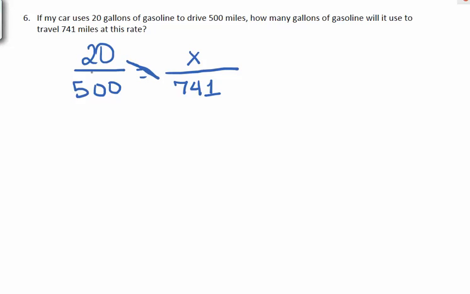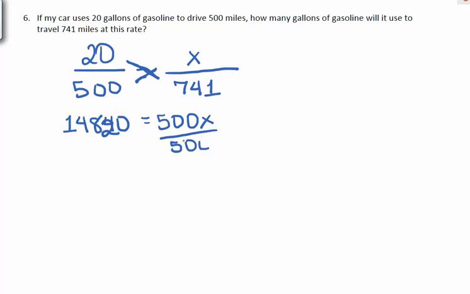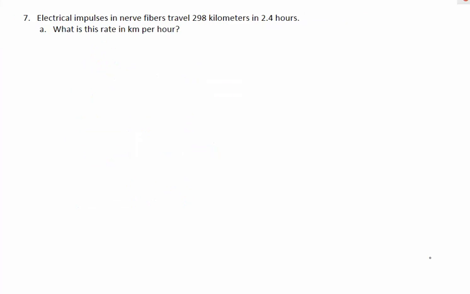We need to cross multiply. 20 times 741 would be 14,820. Multiplying 500 by x is 500x. We always divide by the number with the x, so we'll divide by 500. And this gives us 29.64 gallons of gas.